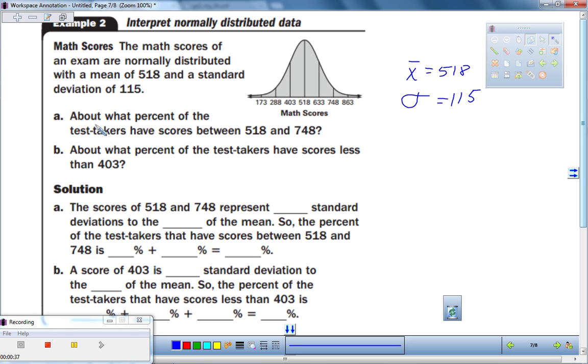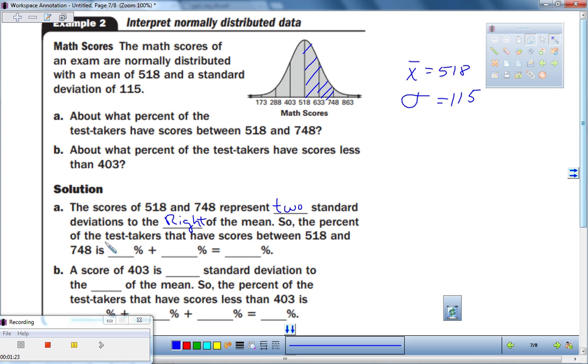Now, it says, what percentage of the test takers have scores between 518 and 748? Now 518 takes this area, and then 748 would take this area. So this would be a standard deviation, this would be another standard deviation. The scores 518 to 748 represent two standard deviations to the right. These would be the ones that are above average, above the mean.